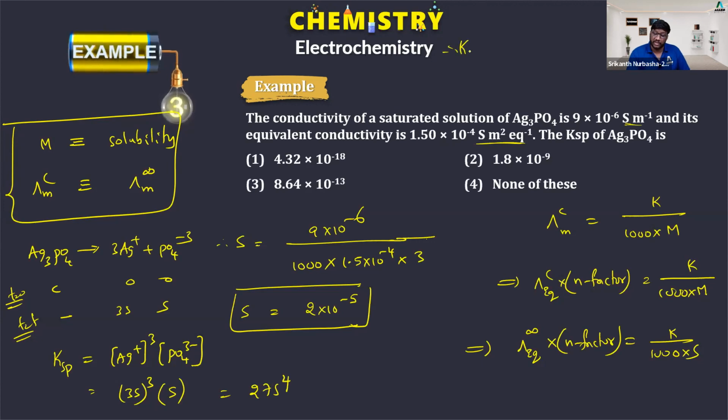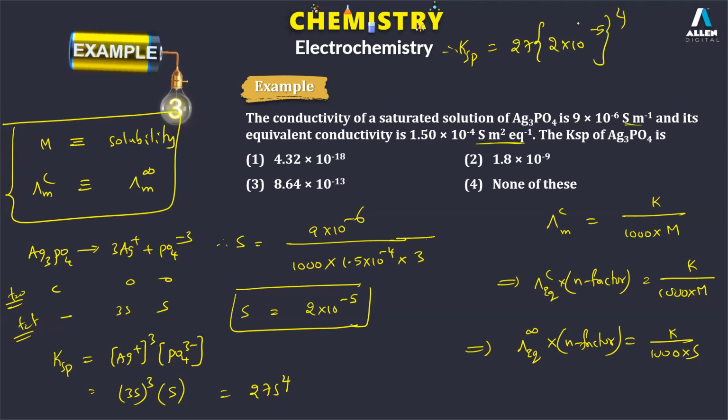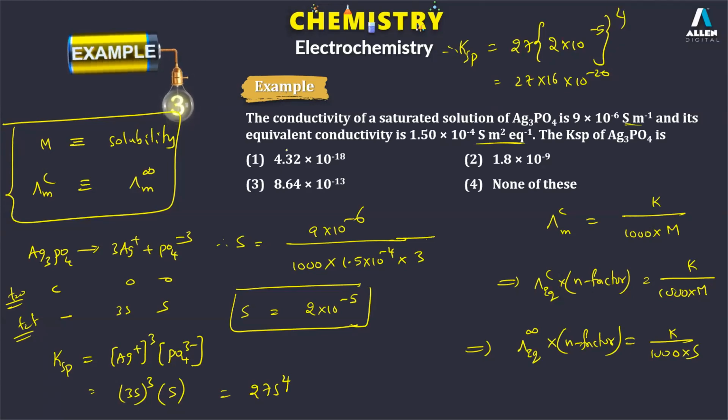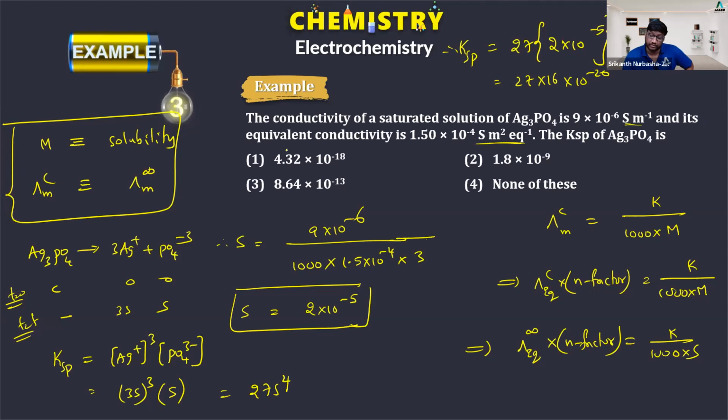So therefore Ksp is equal to 27 into S, where S is 2 into 10 power minus 5, whole power 4. 2 power 4 is how much? 16. 27 into 16 into 10 power minus 20. 27 into 16 how much? 16 into 30 minus 16 into 3, that is 480 minus 48. We will get 432. Check it out. Yes, 432. So 4.32 into 10 power minus 18. So option 1.